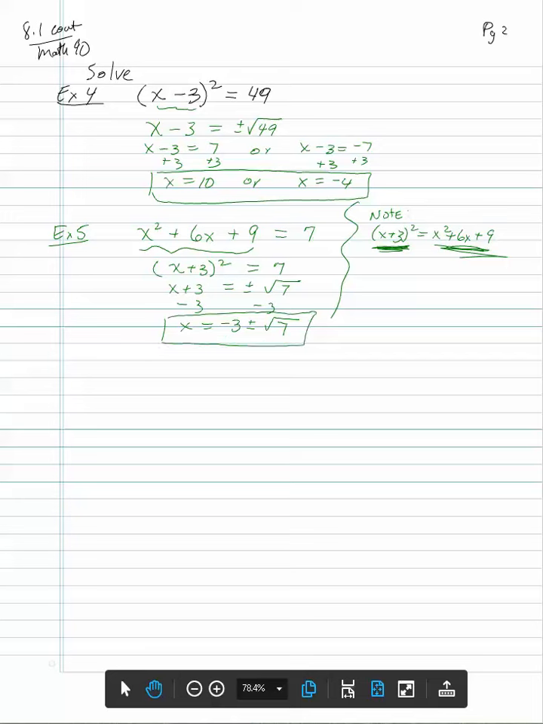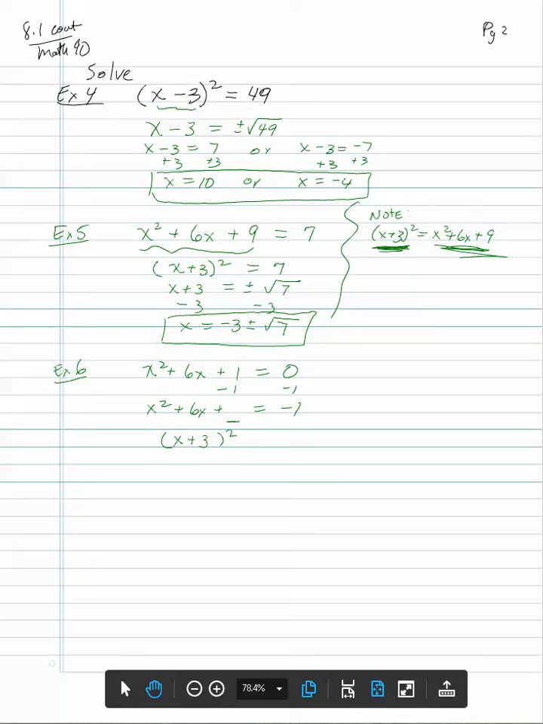Now, here's the problem though. What if I had x squared plus 6x plus 1 equals 0? How would I make this work? How can I get it something squared as a number? So the idea is I'm going to subtract the 1. And if this was x squared plus 6x plus 9, I'd be in business, and that would be the same thing as x plus 3 squared.